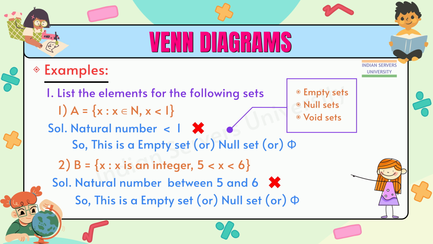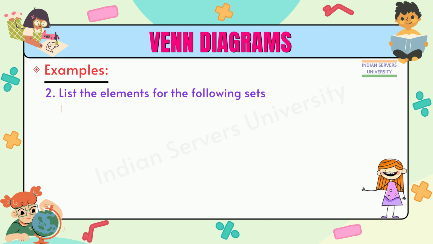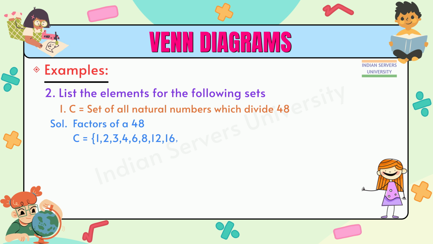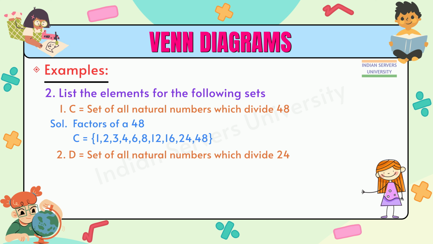Next one, list the elements for the following sets. C equals the set of all natural numbers which divide 48. Ante 48 ki factors kavali. Em avutundi? C equals the set of 1, 2, 3, 4, 6, 8, 12, 16, 24, 48. Next one, the set of all natural numbers which divide 24. Same avutundi? D equals the set of 1, 2, 3, 4, 6, 8, 12, 24.